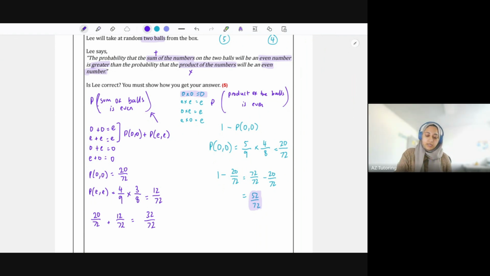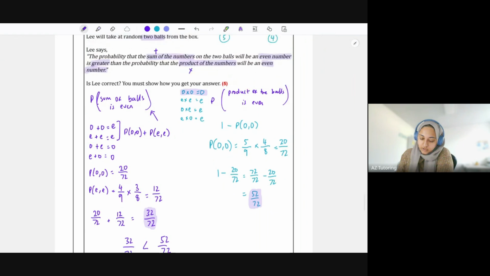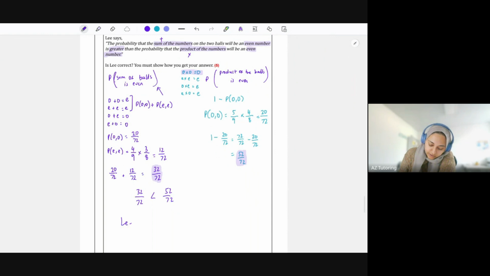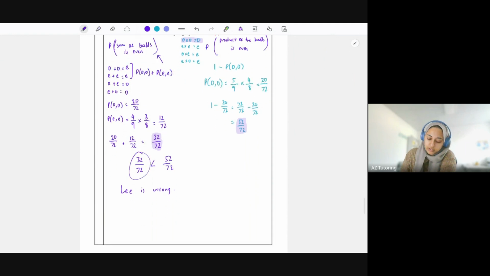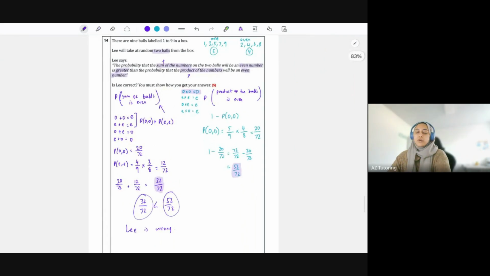So the probability that the sum of the balls is going to be even is 32 out of 72. And 32 out of 72 is less than 52 out of 72, but Lee said that this probability would be greater. He's wrong. So you're just going to say Lee is wrong, and the reason why: the probability of the sum is 32 out of 72, which is less than the probability of the product, which is 52 out of 72. You would write a little bit more than what I have, but that's how you do it.